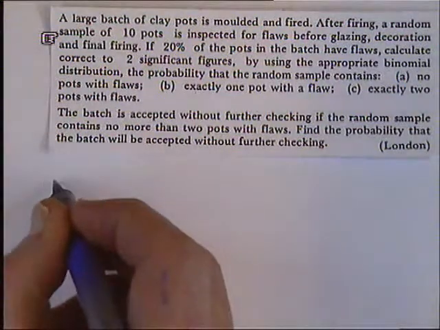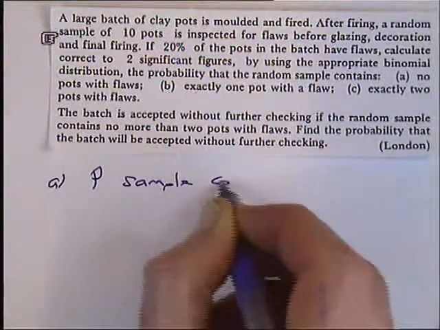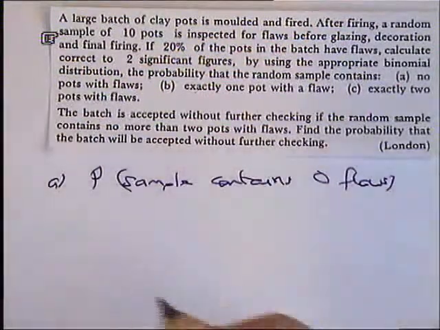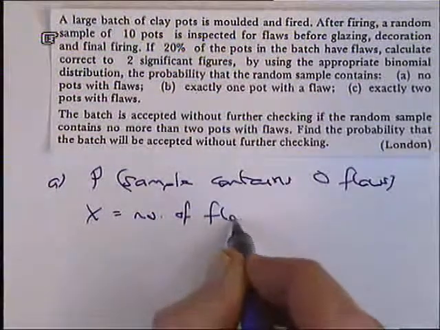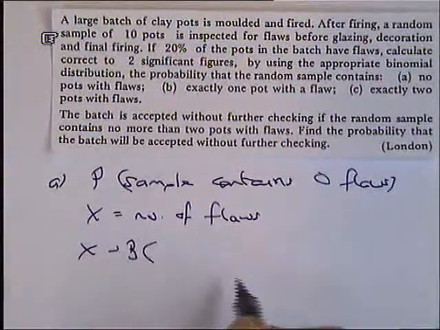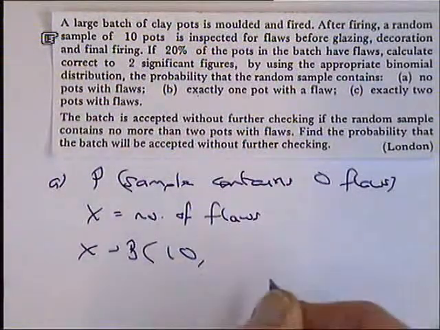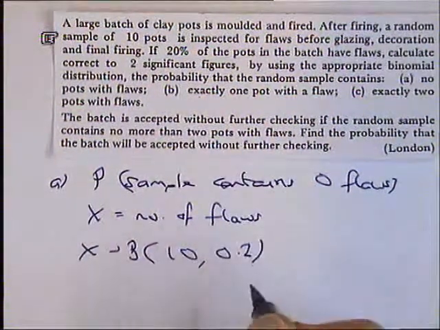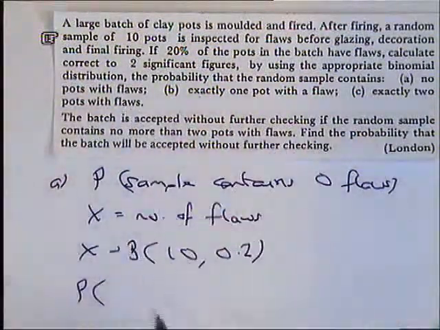So that's part A. In part A, we want the probability that the sample contains 0 flaws. If we're looking at the binomial distribution, we're going to count the number of pots with flaws. So X here follows the binomial distribution. What's our fixed number of trials? Well, we're looking at 10 pots each time. And what's the probability of them having flaws? 20%, so that's 0.2. And in part A, having exactly no pots with flaws, I want X equal to 0.